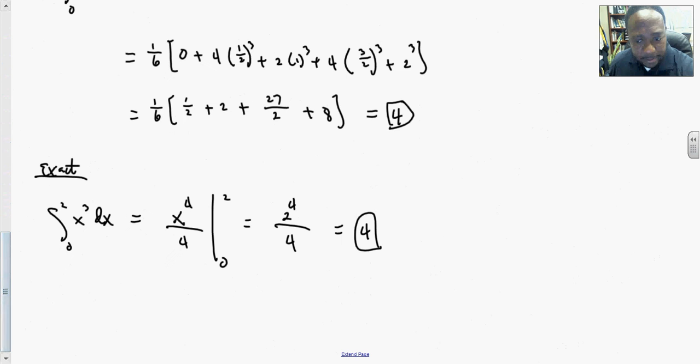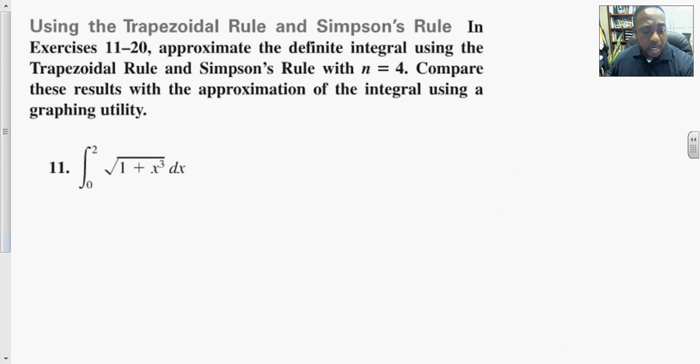Anyway, let's look at this one. Here, the integral of this integrand, we don't know. So we definitely need to use some type of approximation. So let's see, we need delta x. Delta x is b minus a over n. N is given to be 4. So this becomes 2 minus 0 over 4. We get 1/2.